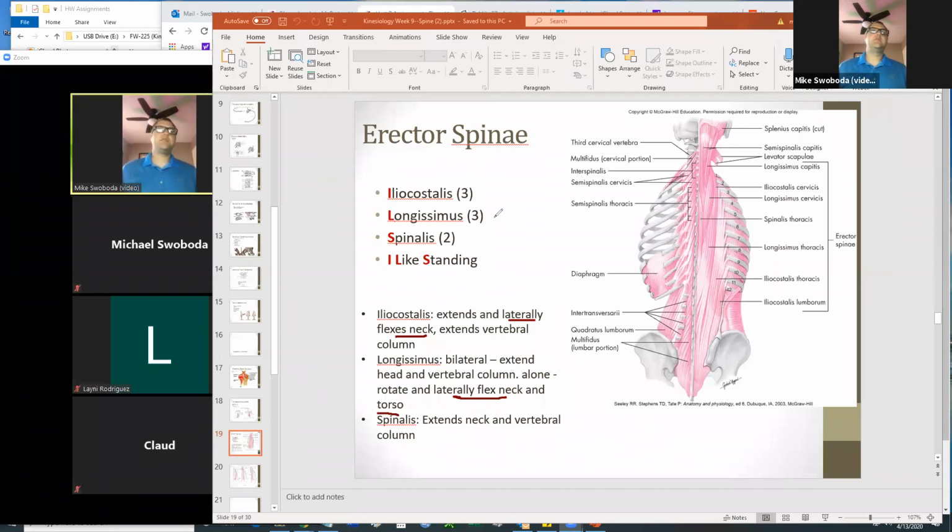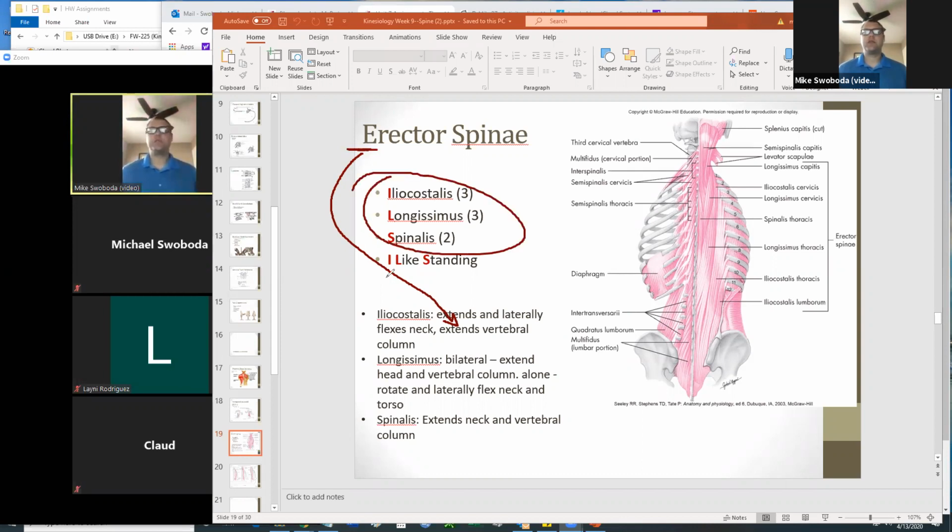But their main thing, E, you want to think extension. That's their main role. If you hurt your back, especially if you hurt your lower back, you are hurting one of these muscles.